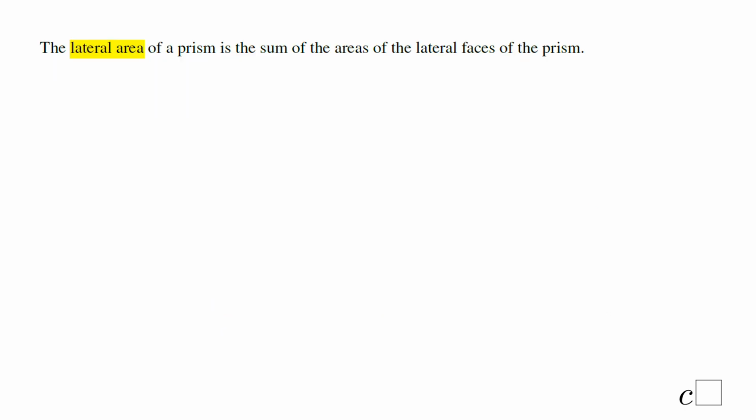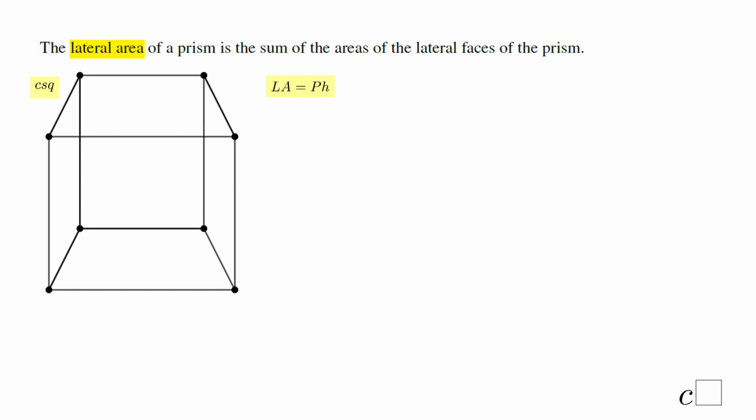So let's see the lateral area I mentioned before. The lateral area is the sum of the area of the lateral faces of the prism, which I showed you. There is a formula that I'm going to use also in this lesson. That P stands for the perimeter times the height of the prism. The lateral area is P times H. And those are only the faces that I showed you a couple minutes ago.